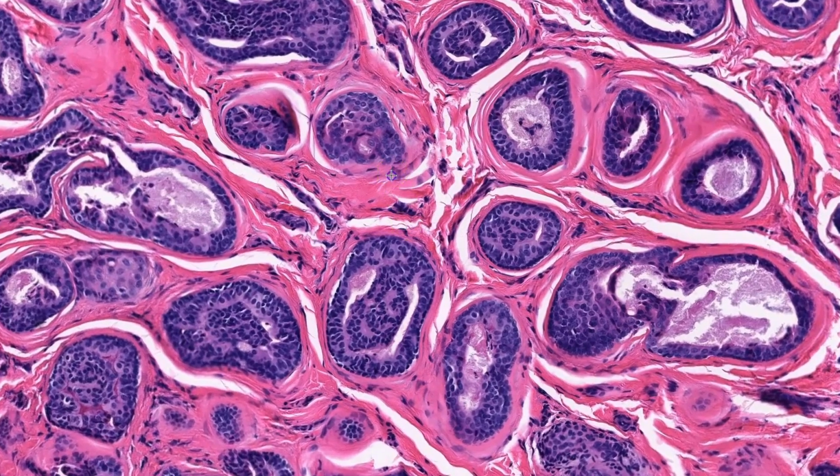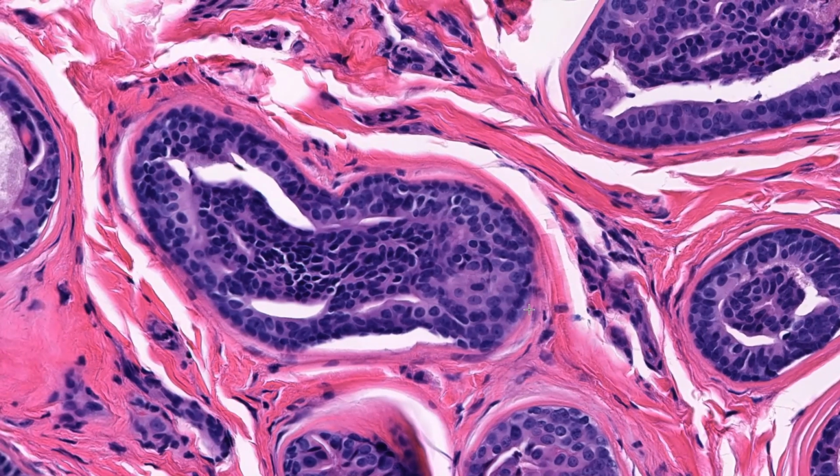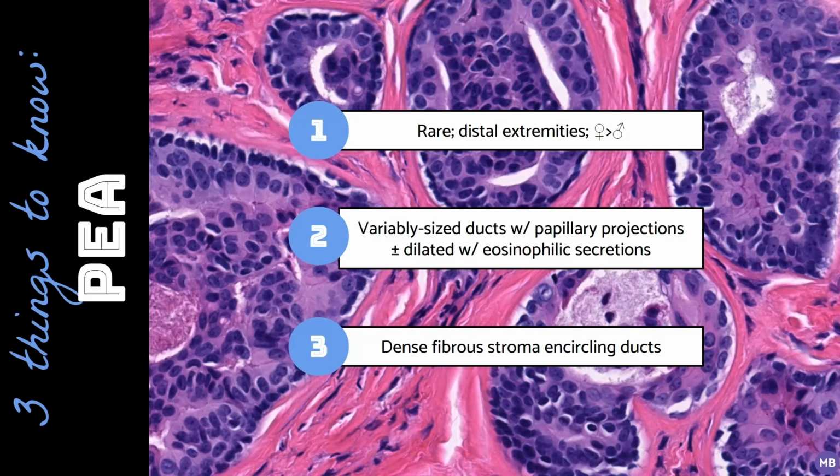Taking a closer look at the ducts themselves, you can see that they are composed of a double layer of epithelium, with flattened small basal cells and columnar luminal cells, with amphophilic cytoplasm and bland nuclear features. This is an example of papillary eccrine adenoma, a rare benign sweat gland neoplasm, which most commonly arises on the distal extremities of adult women.